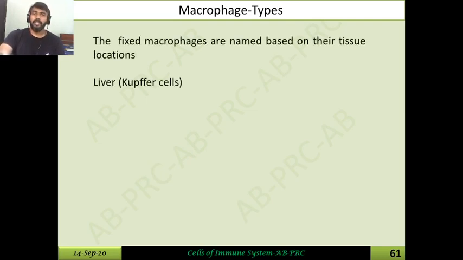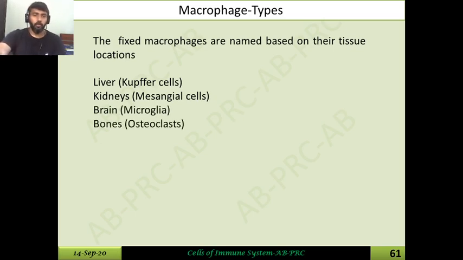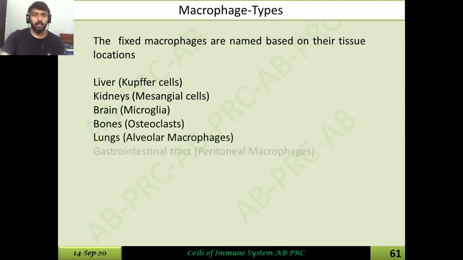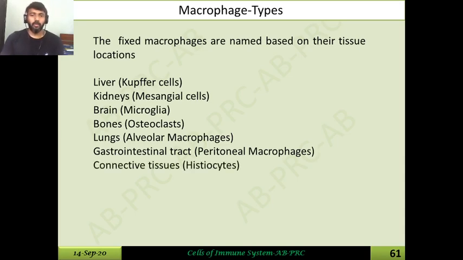Then you have certain names for the fixed macrophages, like Kupffer cells when they are located in the liver, mesangial cells if they are seen in kidneys, microglia when they are located in the brain, osteoclasts for bones, alveolar macrophages for the lungs, peritoneal macrophages if the macrophages are found in the gastrointestinal tract, then histiocytes for connective tissues. So this is the list of named macrophages with their corresponding locations.